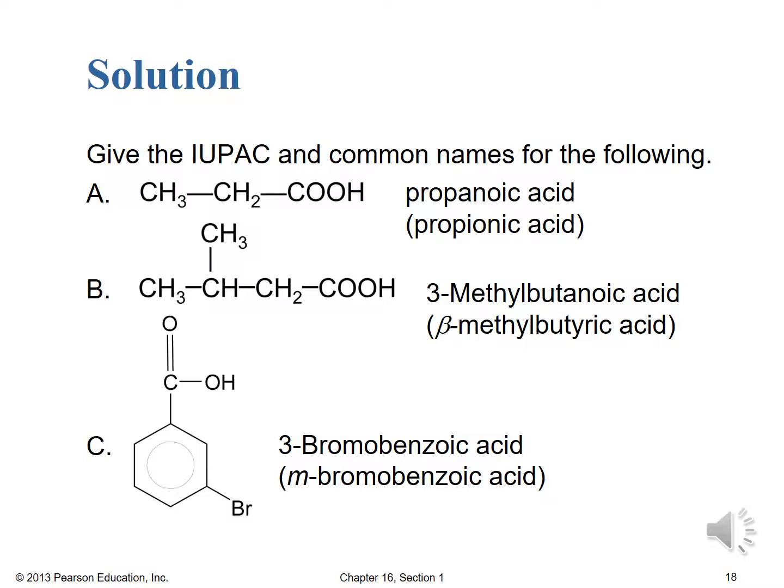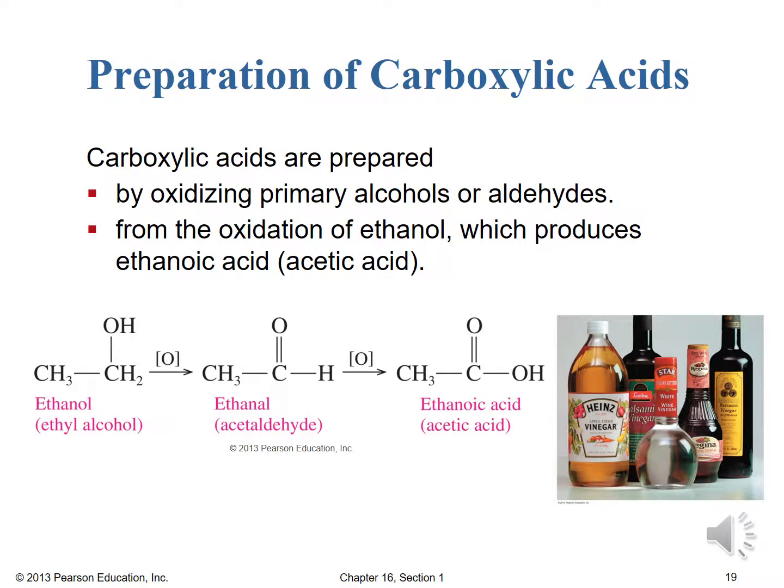All right, so let's talk about the preparation of carboxylic acids. Carboxylic acids are generally prepared by oxidizing primary alcohols or aldehydes. We need that carboxylic acid carbon in position 1. That's why we're looking at primary alcohols or aldehydes, which already have a carbon-oxygen bond in position 1. Or more commonly from the oxidation of ethanol, which of course is a primary alcohol, which produces our good friend ethanoic acid or acetic acid, as it's more commonly known.